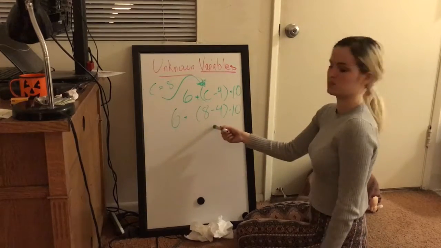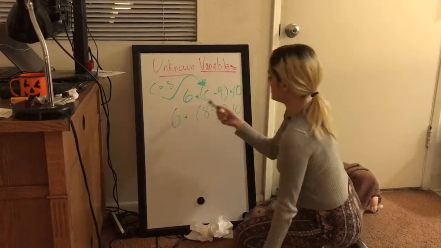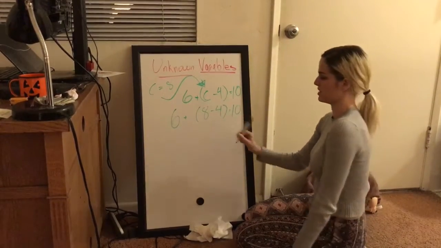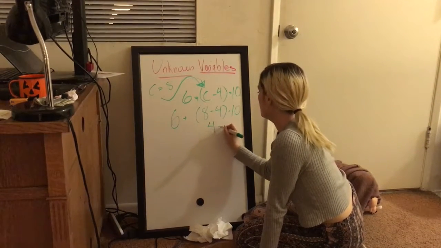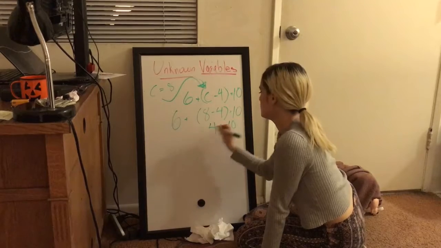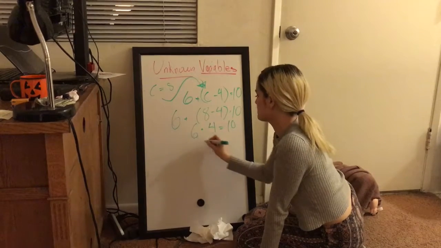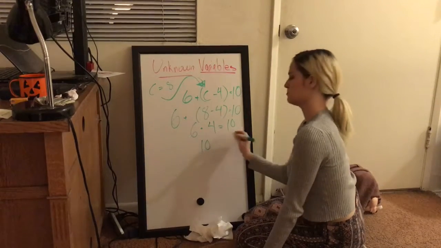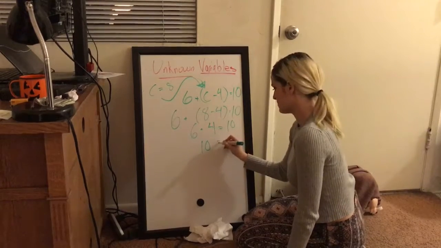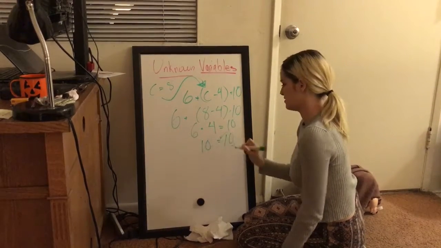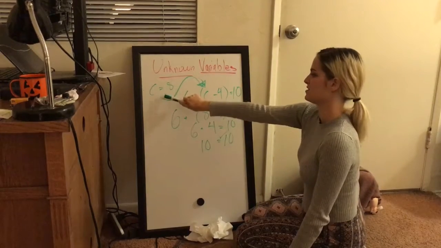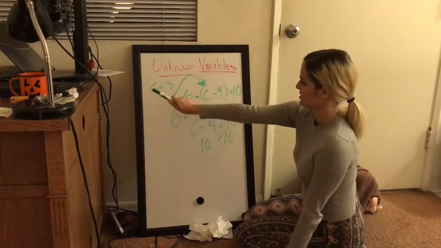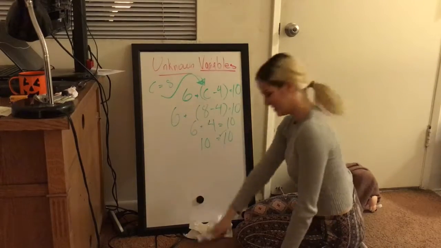Now remember, we start with the parentheses first. Whatever's happening in here, we deal with that first. Keep it separate. And then we've got 6. And, say that checks out? I think that checks out. So, we've got our right answer. And we can confidently say that for this equation, c equals 8.